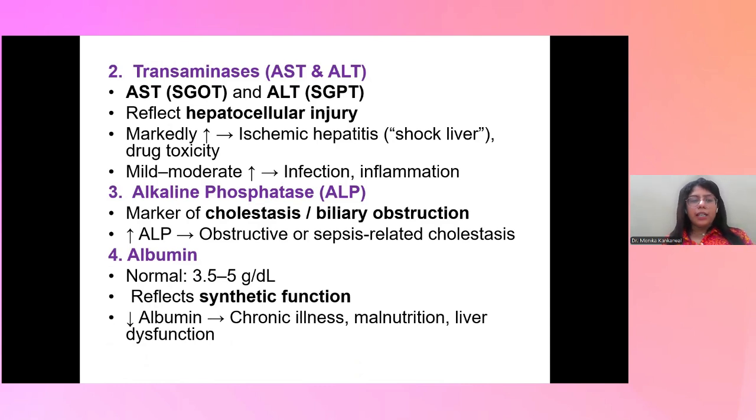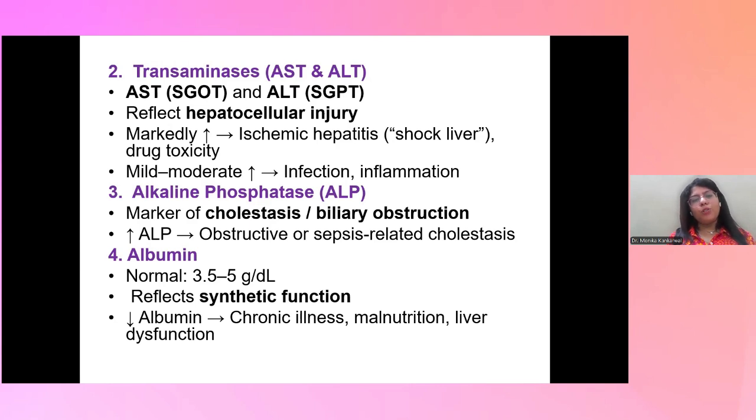The fourth component is albumin, and as you all know, the normal value ranges between 3.5 to 5 gram per deciliter. Basically, it reflects the synthetic function, how well the liver is synthesizing protein. So if the liver is not functioning properly, if there is dysfunction or injury in the liver, then definitely there will be an effect on the synthesis of albumin, and the patient will have a decrease in albumin. This reflects chronic illness, malnutrition, and liver dysfunction.